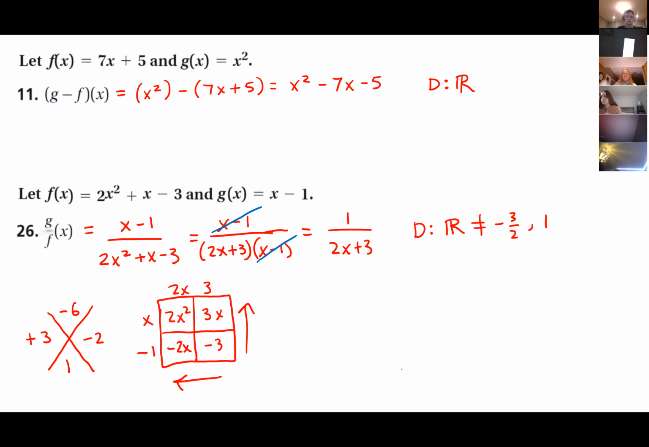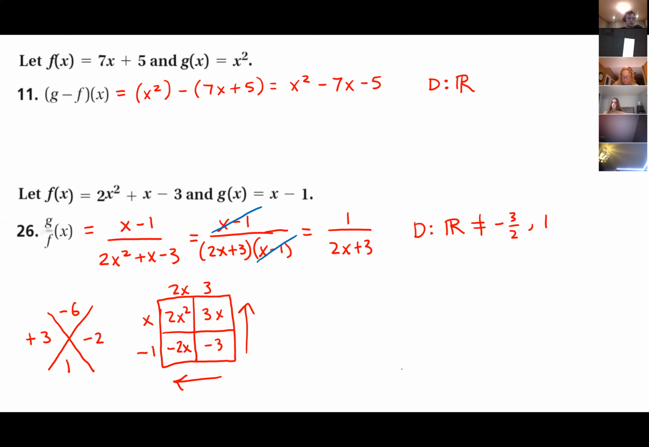All right, so we're going to start with number 11. The functions were f was 7x plus 5 and g was x squared. And you had to do g minus f and then find the domain. The domain of f and the domain of g were both all real numbers. When you do g minus f, you're going to do x squared minus 7x plus 5. And that minus is going to distribute to both the 7x and the 5. So it should be x squared minus 7x minus 5. And then there's no square roots and there's no division. So the domain should be all real numbers.